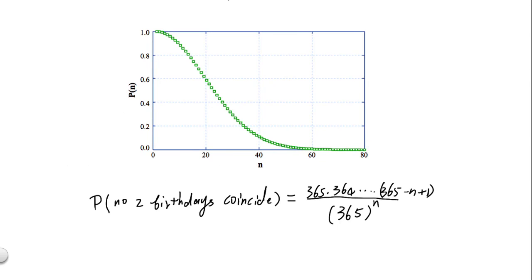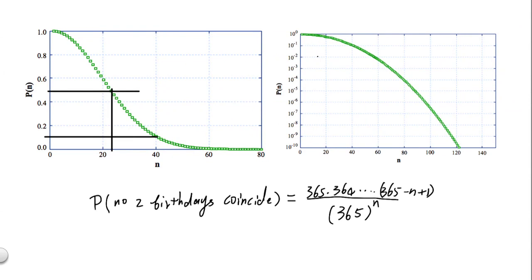Now you might wonder, how big really is this probability? Well, this plot shows the probability of having no two birthdays coincide as a function of the size of the group, n, where n goes from 0 all the way to 80. We see that the probability drops very quickly. In particular, if we draw a line right here at a 50% chance of seeing no two birthdays coincide, we see that roughly around 23, we already are seeing a chance smaller than half. If the group size is about 40, the chance of having a unique birthday for everyone is only about 10%.